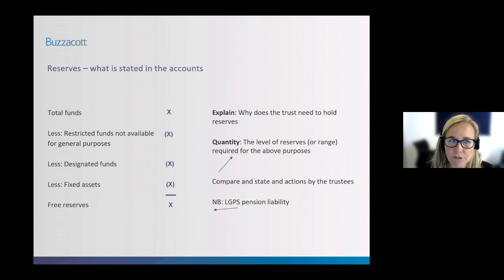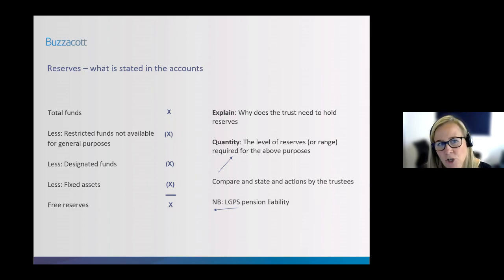So if your actual reserves are below that policy level, you would explain what plans you have as a trust to address this and build back reserves in the short to medium term. And if your reserves are over that policy level, then you would set out your plans for using these. And as we'll see, this is actually quite important at the moment.